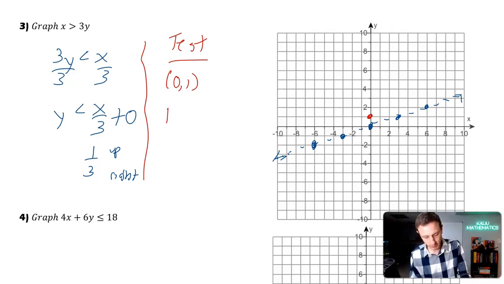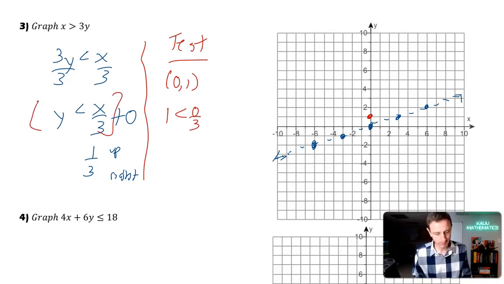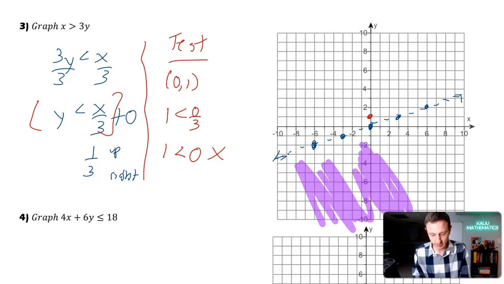So my y value is 1, less than 0 divided by 3. So 1 is less than 0, since 0 divided by 3 is 0. 1 is less than 0 is a false statement. 1 is greater than 0. So since I got a false statement with my test point, I'm going to highlight the other side that does not have 0, 1.